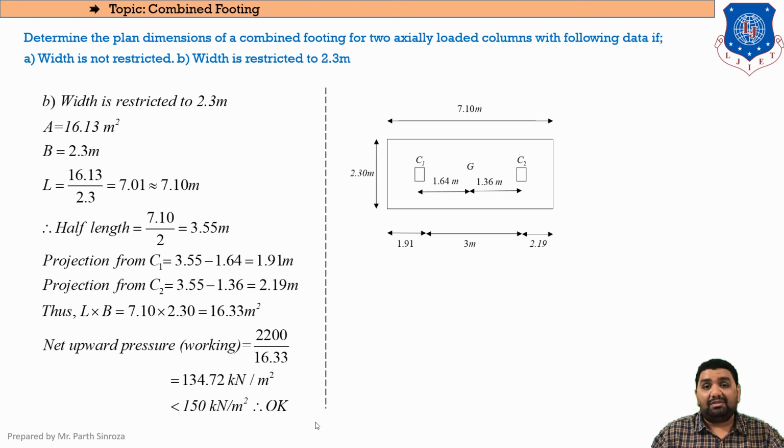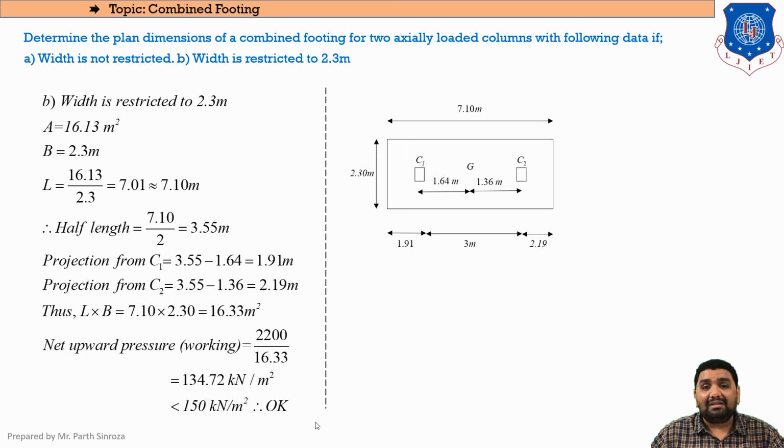So now we'll be checking whether we have provided a sufficient answer or not, and for that we'll be finding the net upward pressure. Net upward pressure again from the same equation, that will be total load divided by our area. So total load divided by area comes out to be 134.72, and our SBC was 150 kilonewton per meter square. So the dimensions that we have provided are correct. So this is how we'll be designing if the width is restricted to 2.3 meters.